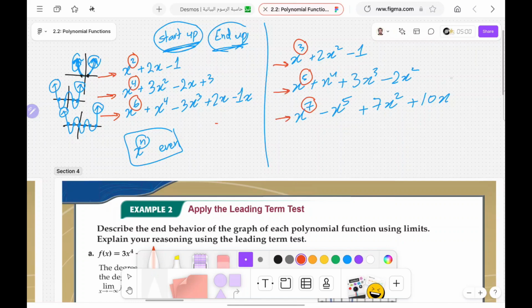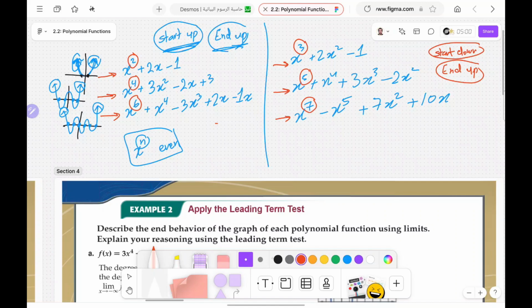We know that the graph of an odd function is like this. It will not be like this anymore if I have more than one term. This is one term, this is the second term, this is the third term. If I have more than one term, the graph will not be similar to this, but it will take the end behavior, which means it will start down, end up. So when the power is odd, the graph will start down and end up.